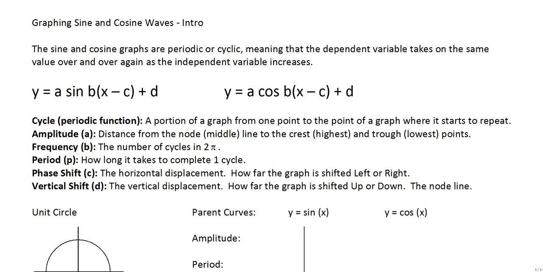This video is going to introduce you to graphing sine and cosine waves. The thing you need to know about a sine and cosine graph is that they are periodic, also known as cyclic, which means that the dependent variable takes on the same value over and over again as the independent variable increases. So as x goes on, y is going to continue to repeat itself. And that's because of the unit circle.